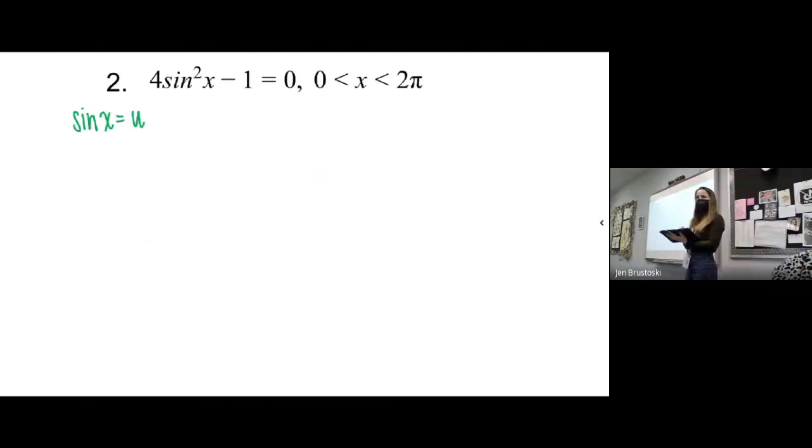Can you guys see that green okay? Emma, you see that green? No. Okay.